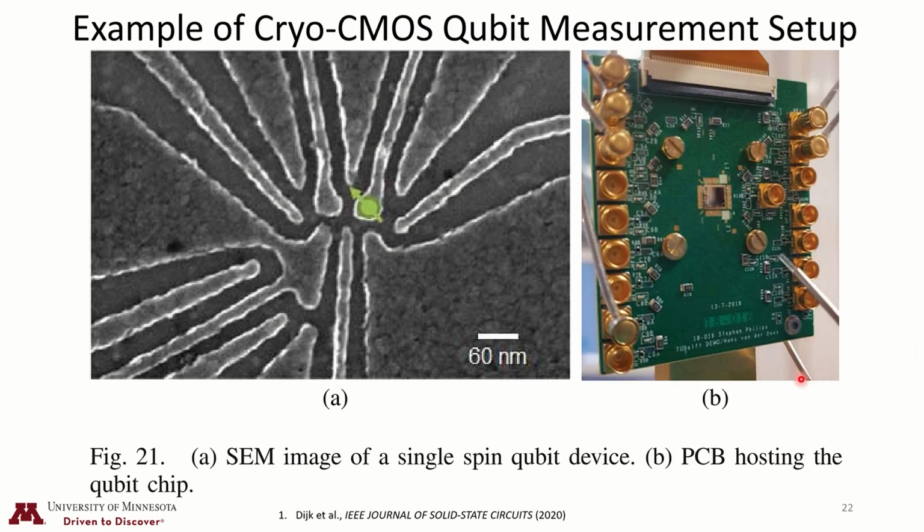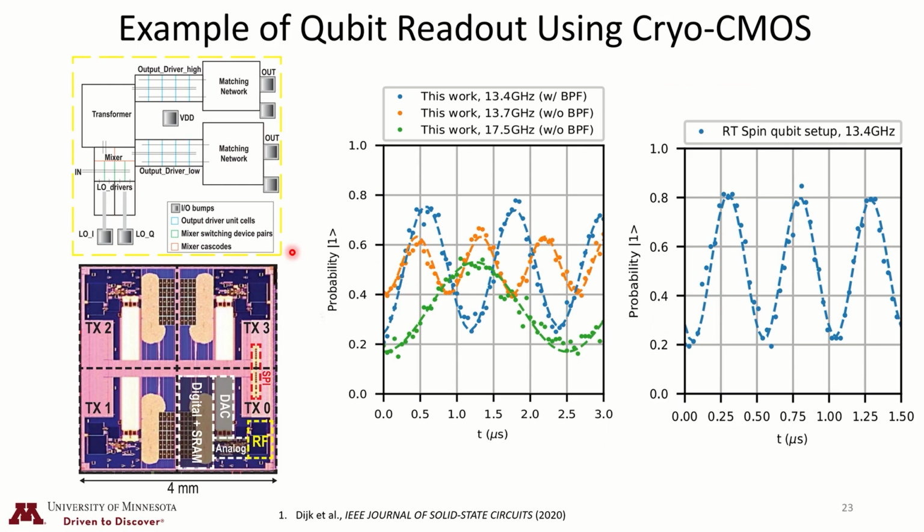So here we have a cryogenic CMOS setup. So this is the PCB, this is that same system, and then there's a spin qubit that is hosted on this chip, and the PCB is in this case designed to be cryogenically compatible. So if you want to do measurement, you can design a PCB, and then you just have to make the PCB compatible with low temperatures.